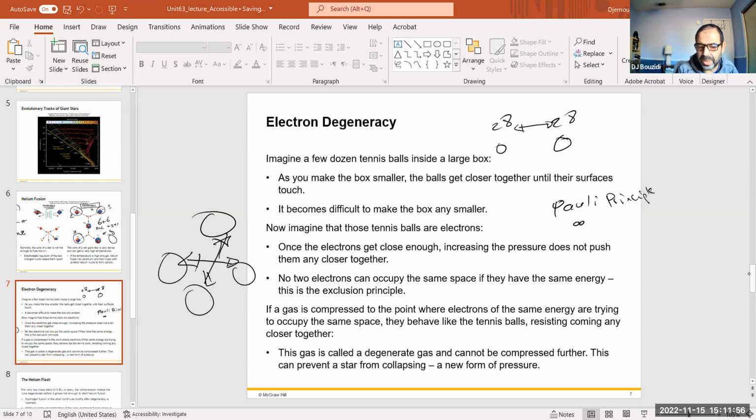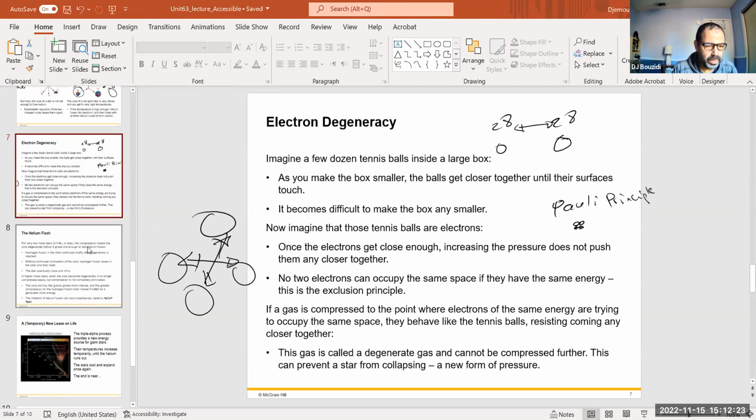Now, 2 electrons cannot coexist in the same place and they will repel. So this is really the essence of this degeneracy. You cannot have this coexistence, so at some point you're going to repel. And that is really the reason why white dwarfs cannot collapse any further. It's because of this electron degeneracy also, okay? 2 electrons cannot coexist in the same place. I think we need to expedite this a little bit.